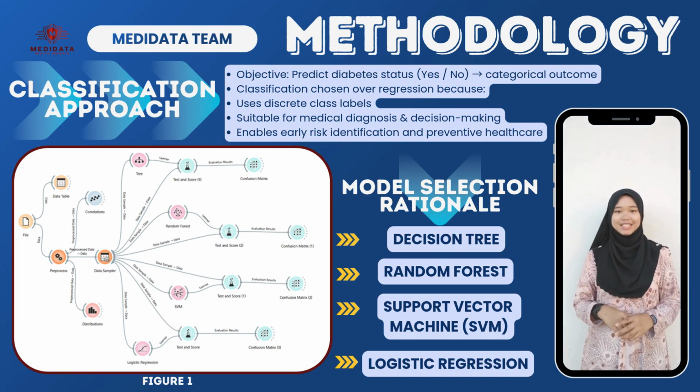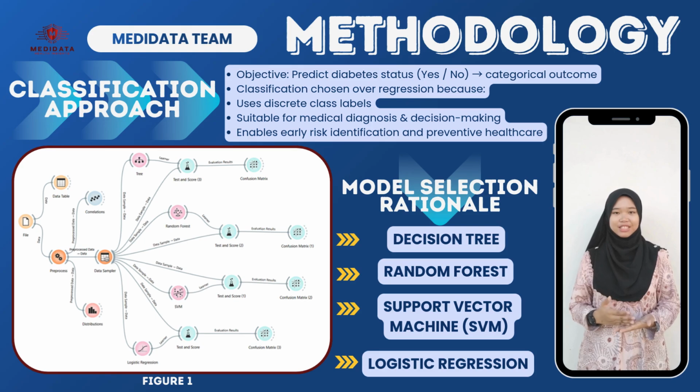The third model is Support Vector Machine, or SVM. SVM was selected because it can handle non-linear decision boundaries using kernel functions. It is effective for datasets with overlapping classes and high-dimensional features. Although it is less interpretable, its strong generalization ability makes it useful for performance comparison.